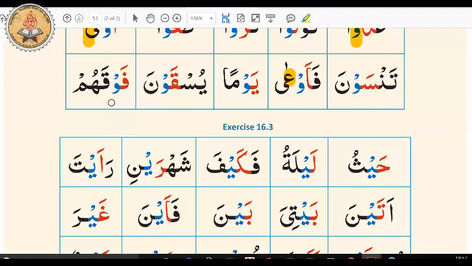And this one? Fawqahum. Very good. Fawqahum. Very good. MashaAllah. Jazakallah. Thank you for your help. Keep practicing. That was very good. Well done.